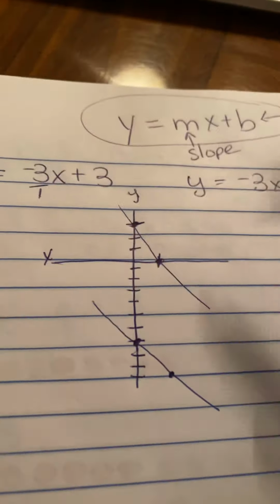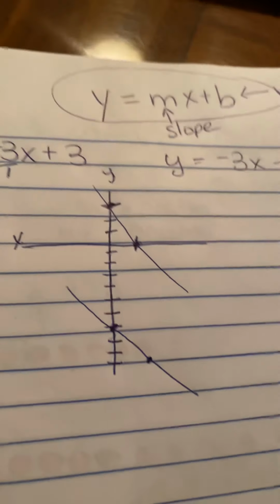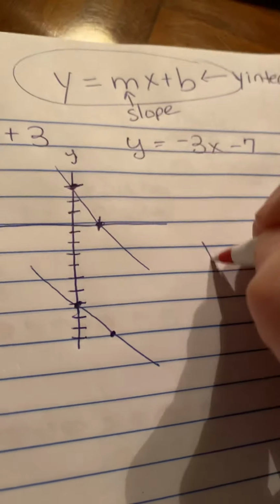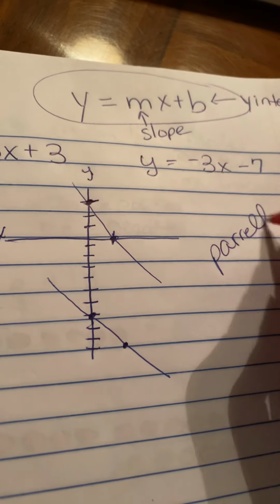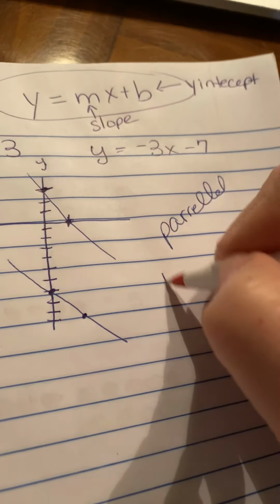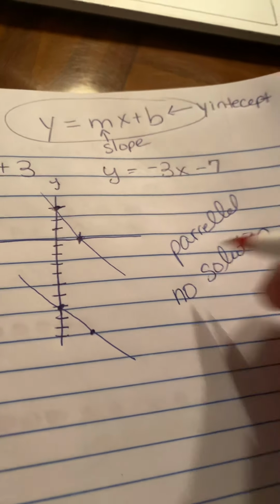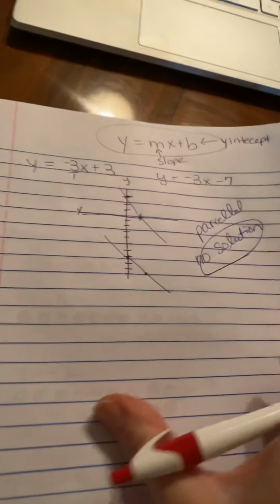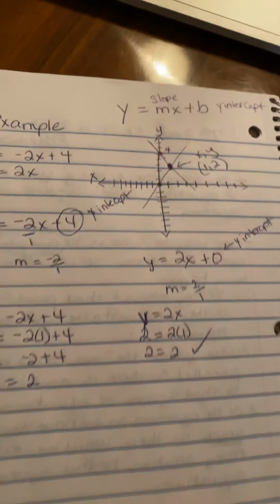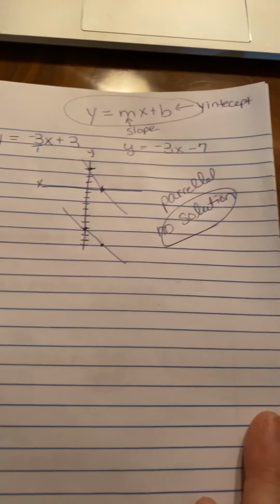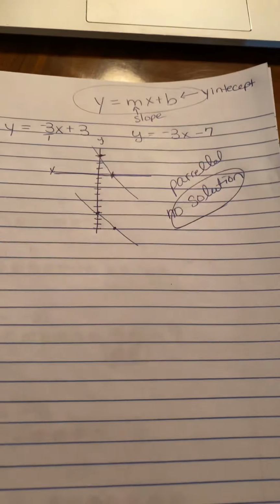Now, if my lines were straight here, those lines do not touch, do they? No. These lines would be parallel. That means they have no solution, because they do not intersect anywhere. They have to intersect like we had over here. Remember, our points came together, they intersected right there. So these do not, so this would have no solution.